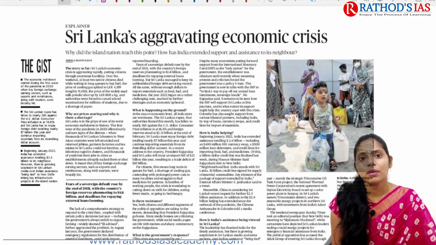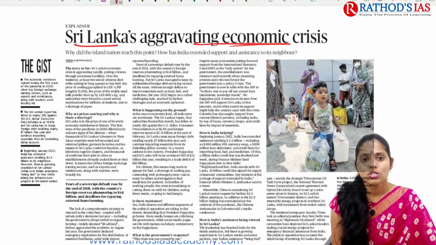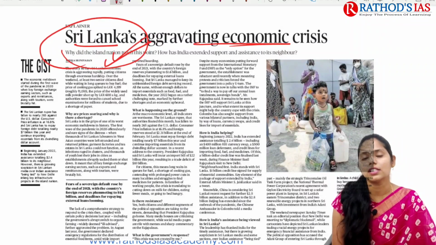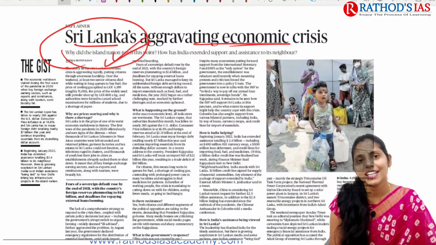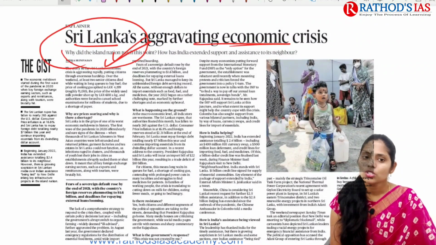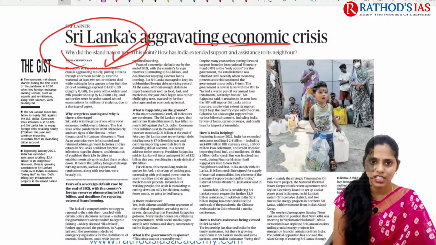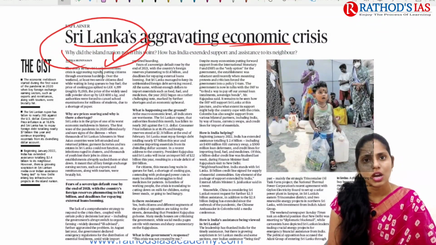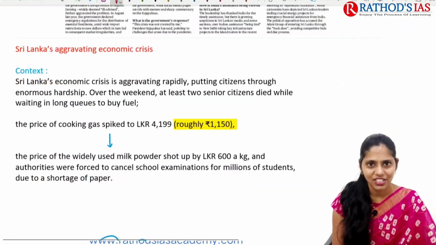So now let us try to talk about the next topic, Sri Lanka's aggravating economic crisis. Here we need to know what the crisis is that is happening in Sri Lanka, because Sri Lanka is very, very near, our neighboring country, and India has a foreign policy, that is the Neighbourhood First policy. Regarding that, yes, India has the responsibility to help Sri Lanka. And we are going to see this topic in great detail. So this will be important for your international relations.